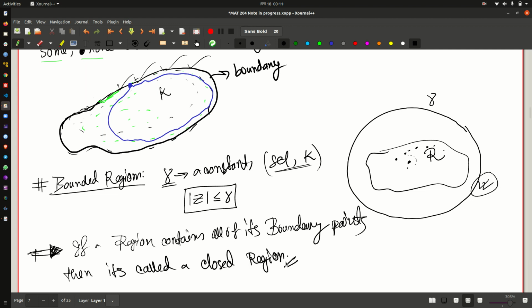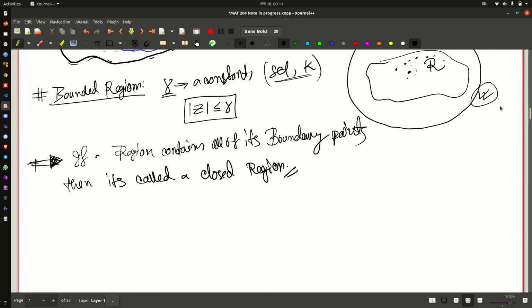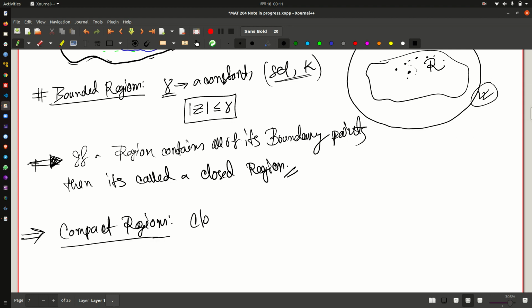There we have it. And now using this definition of closed region and bounded region, we can define the compact regions. If you have a region that is closed and bounded at the same time, those are called compact regions. So compact regions are closed plus bounded. That means it's a region that is bounded by some constant, and at the same time it contains all the points of its boundary as well. So that's a compact region.